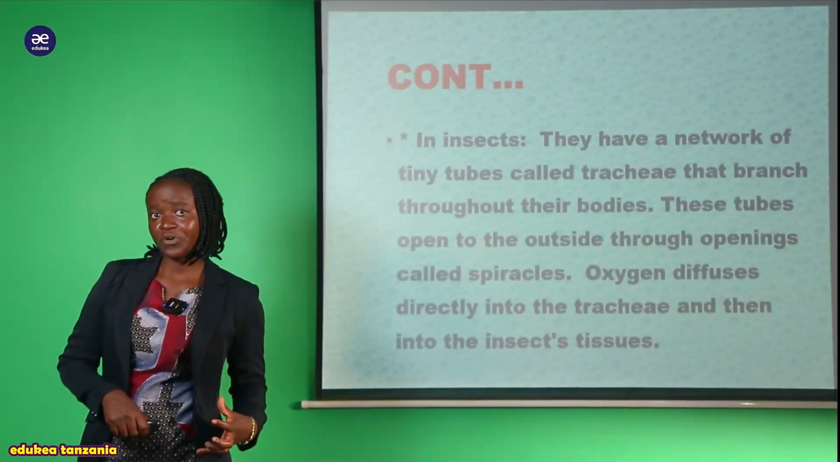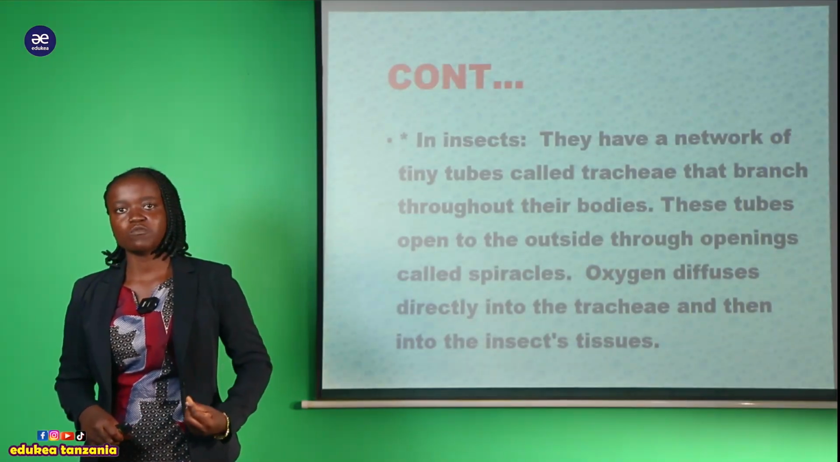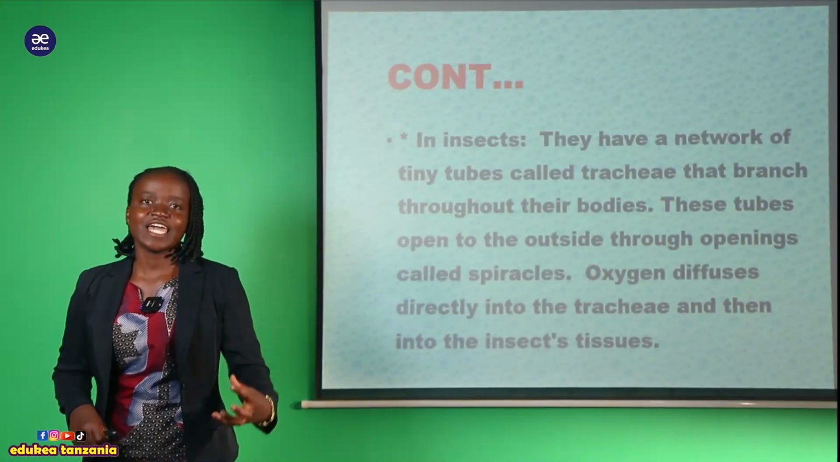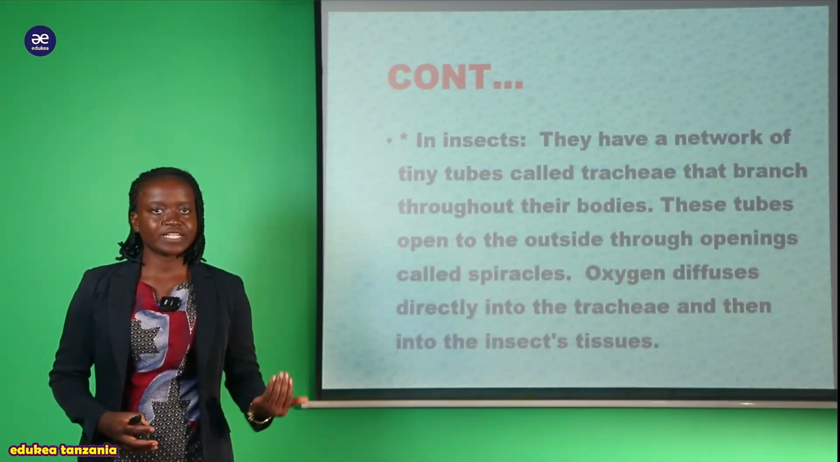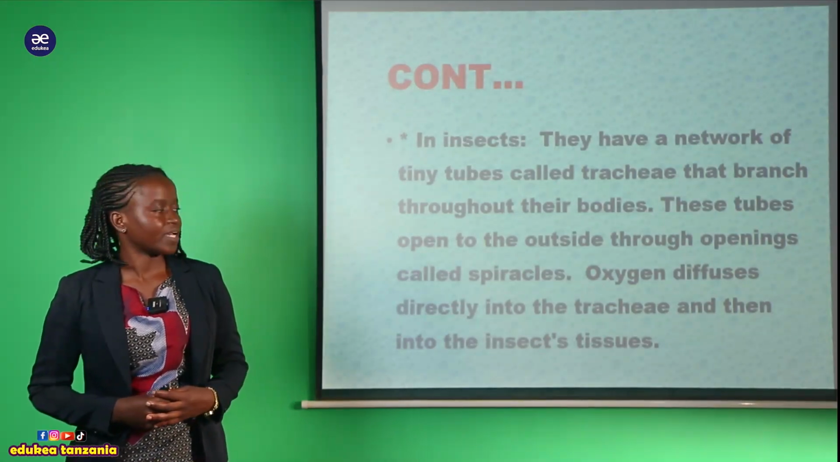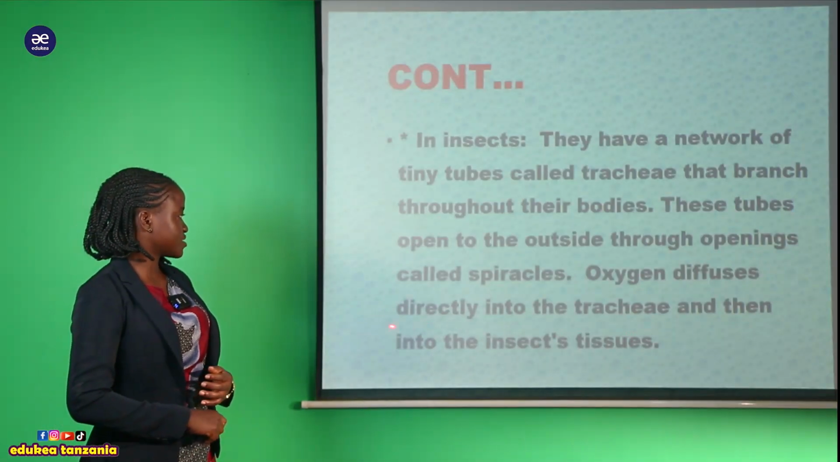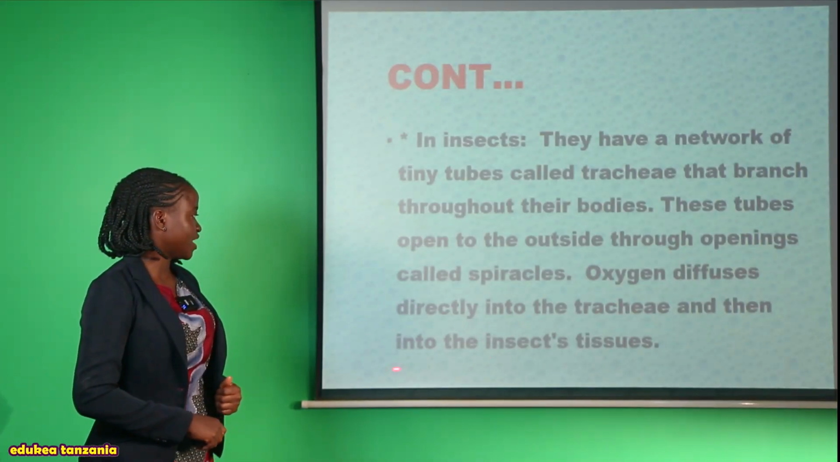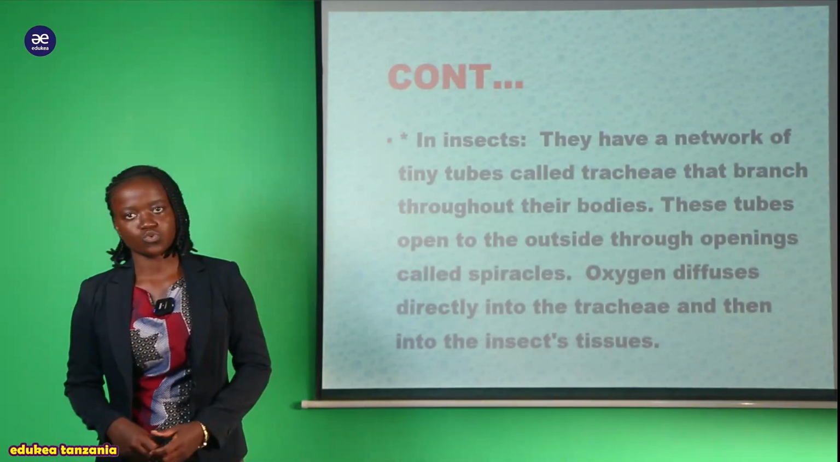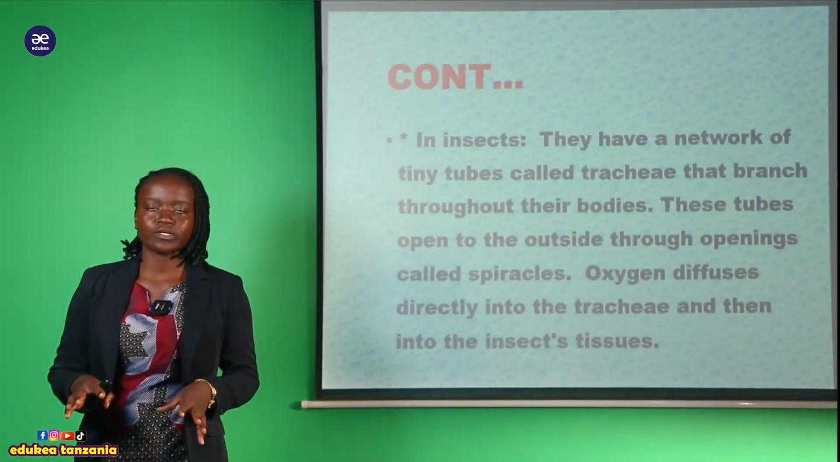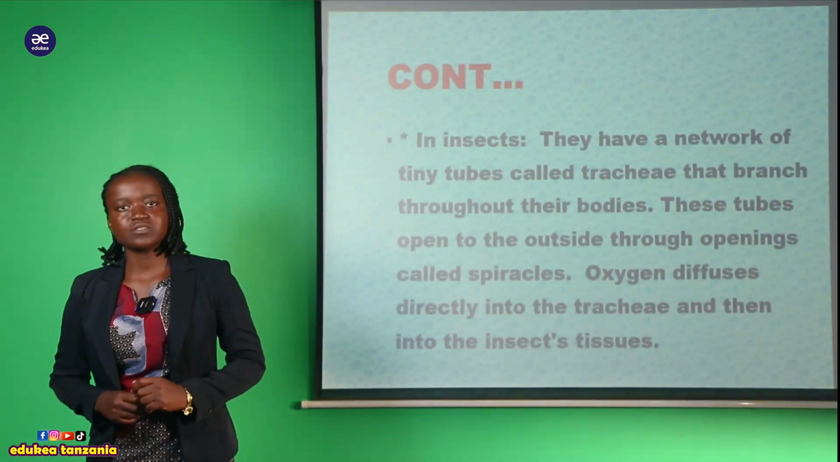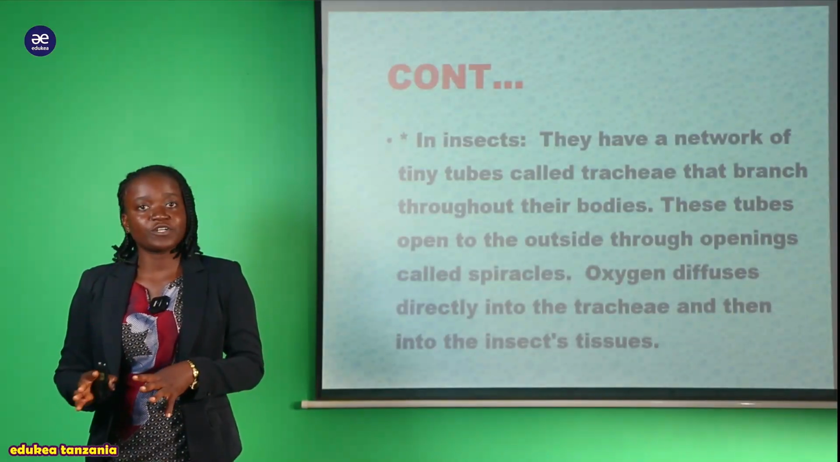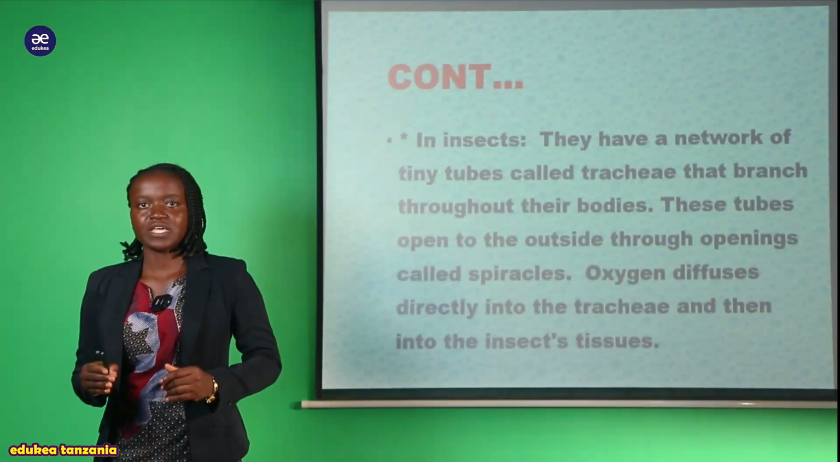So hii spiracle ndiyo structure ambayo iko responsible for collecting the air from the surroundings. Thereafter it transfers it into the trachea. Now oxygen diffuses directly into the trachea and then into the insect tissue. So ile oxygen ambayo inayochukuliwa in the structure which is called the spiracles. These spiracles are found on the side of their body.